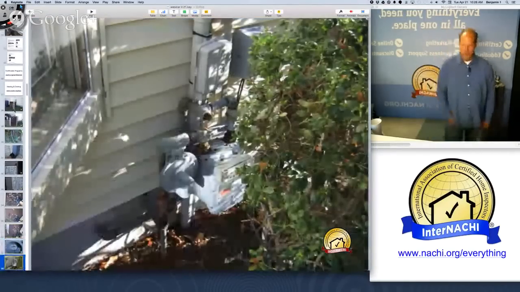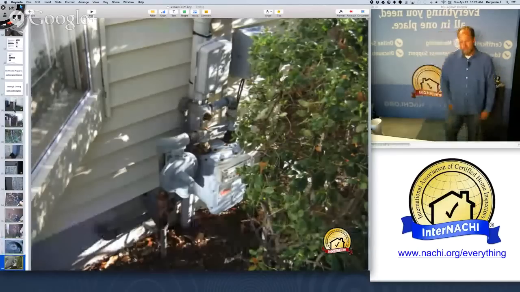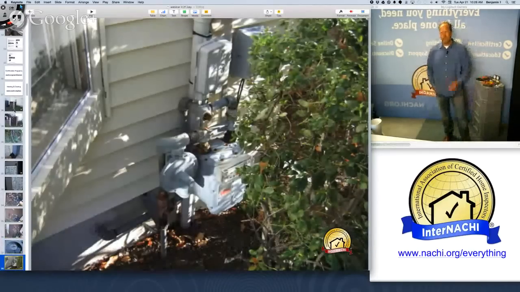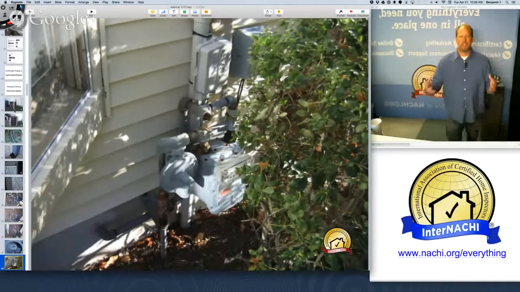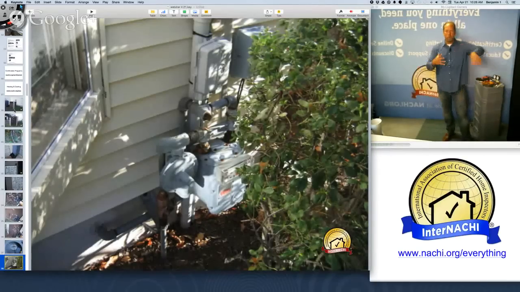Gas meter on the house. So that tells me that there's fuel supplied to the house. I'm not sure what systems are supplied, but I'm inspecting the exterior system. Right now when I'm doing the exterior, I'm also looking at other systems.